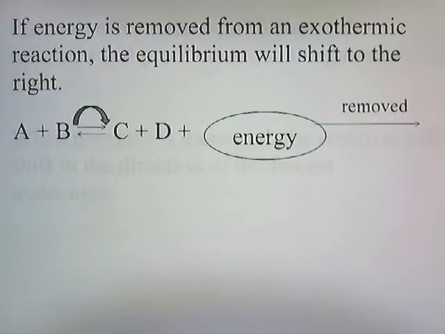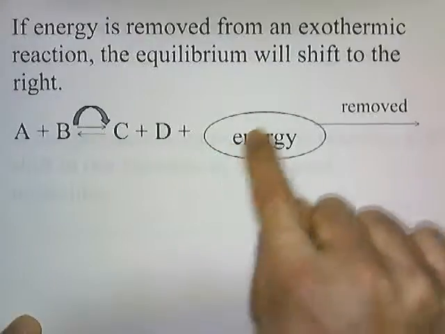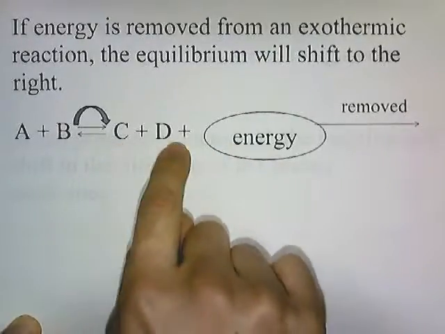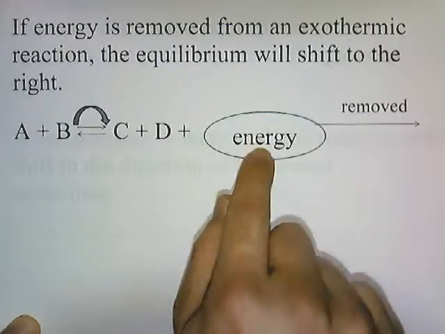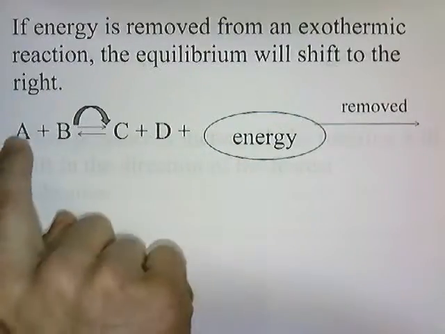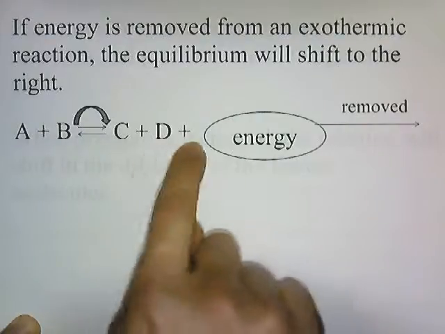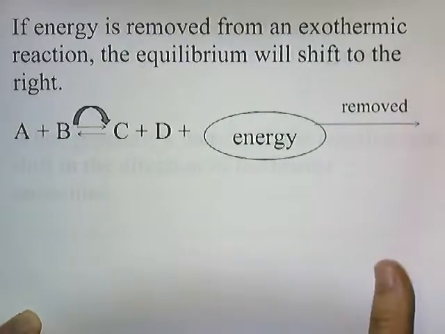If energy is removed from an exothermic reaction, the equilibrium will shift to the right. So if you remove energy, it's the same as removing C or D. Then A and B react to compensate for the loss of product. We can think of energy as a product. The equilibrium will shift in this direction, and more C and D will be made, and more energy will be made also.